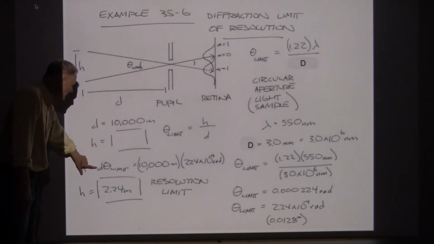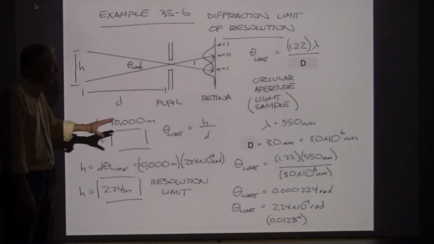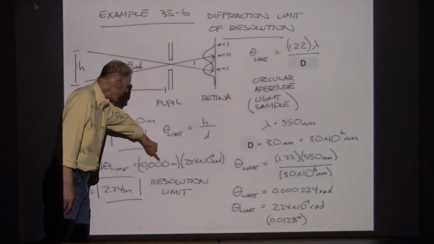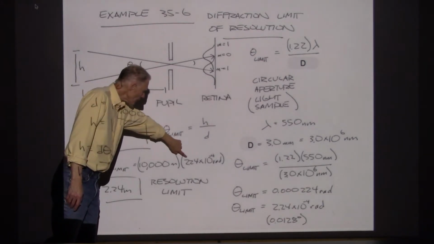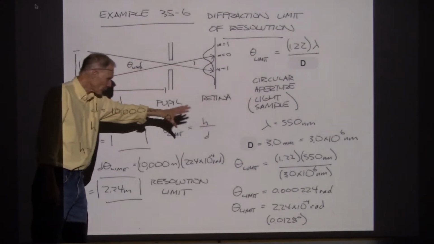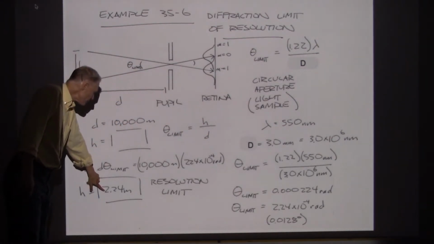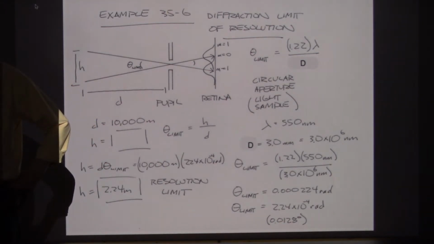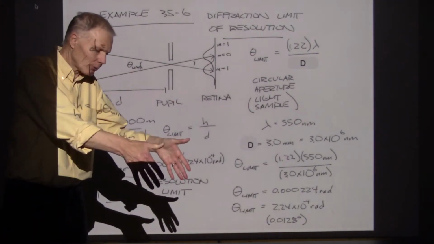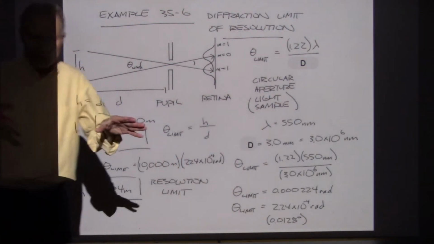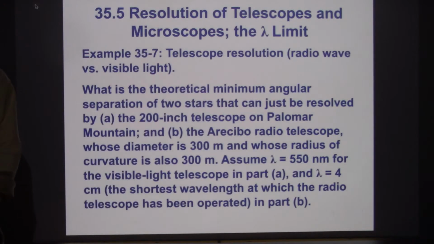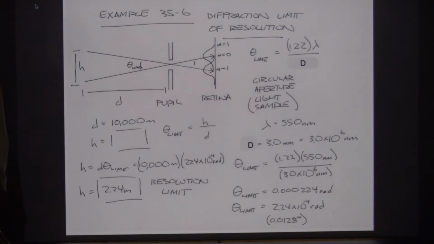H is equal to d times the limit. Now this is already in radians, so I just want to use that. So it says at 10,000 meters, the diffraction limitation would limit me to being able to resolve images that are 2.2 meters from each other. So if diffraction was the only issue, you could look down and pick out objects that are separated by 2 meters. Now there's other issues with human vision that are more important.